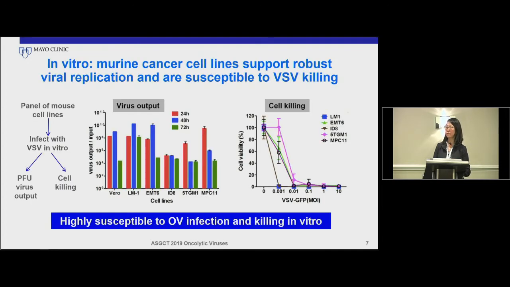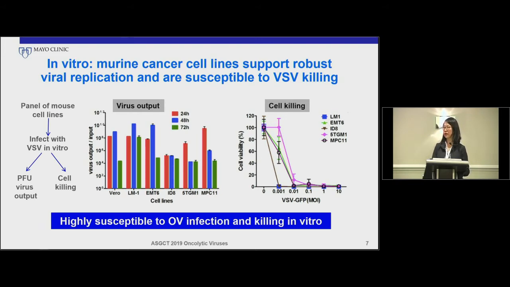And you can see here is a panel of murine cancer cell lines that we have taken: Vero African green monkey, the virus producer cells, LM1 mouse ovarian, EMT6 breast, ID8 ovarian, 5T-GM1 and MPC myeloma cells. And these are viral output assays that we've done. We infected them with virus, calculated how much we put in and how much we got out at 24, 48, and 72 hours, and you can see there is a lot of virus being produced. As a VSV, with high progeny yield, you can actually get 10 to the 8 output in a very short period of time.